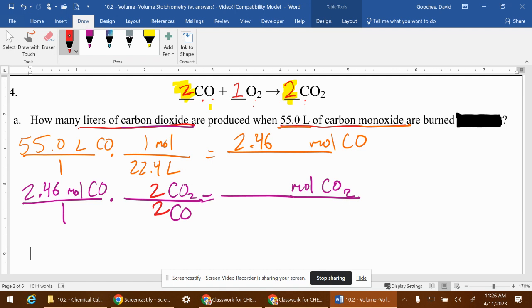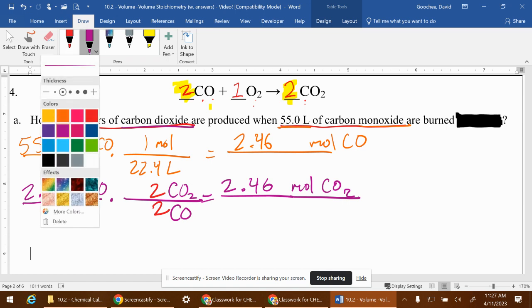So 2.46 moles of carbon monoxide times 2 over 2. Well, guess what? That's just the same thing. Multiply it by 2 and then divide it by 2. You're just going to get the same thing. So 2.46 moles of carbon dioxide.